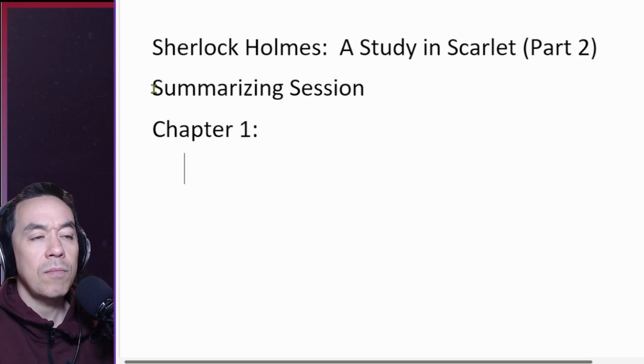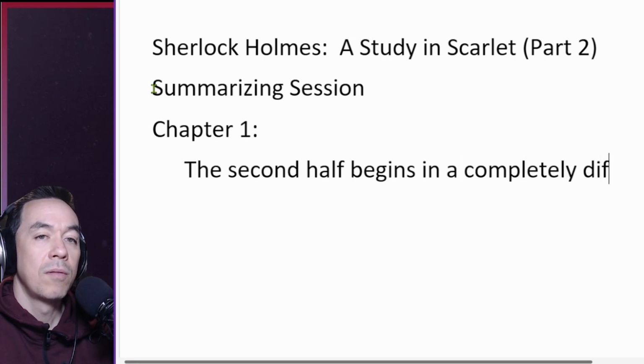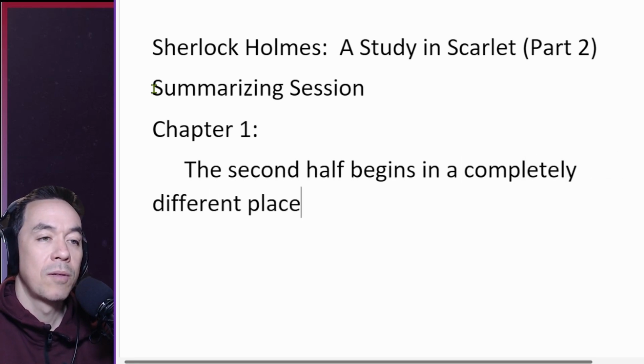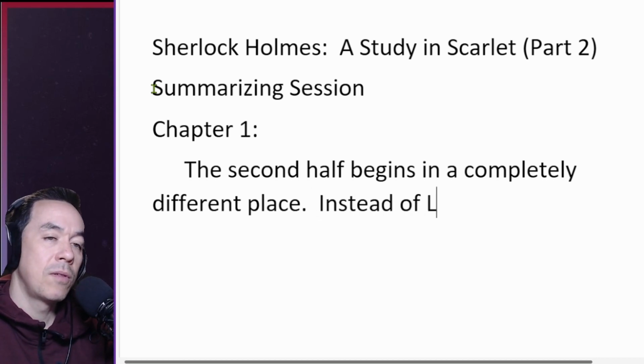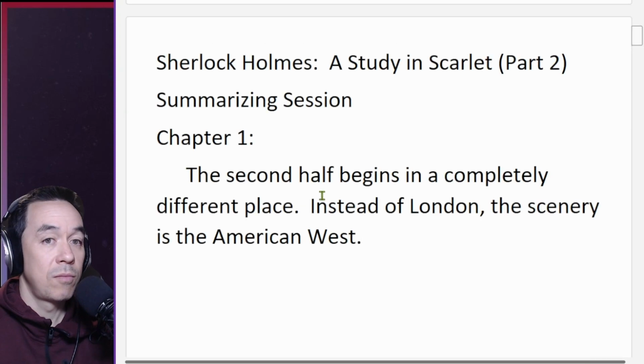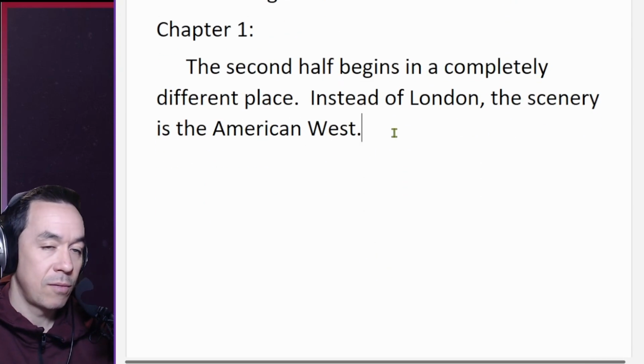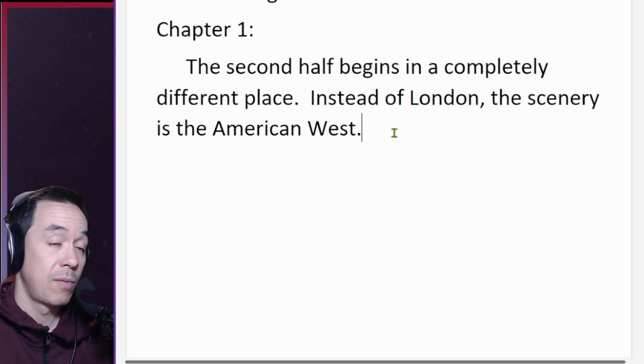So I'm going to say the second half begins in a completely different place. Instead of London, the scenery is the American West. So the writer wants you to imagine kind of cowboys and just an open area.